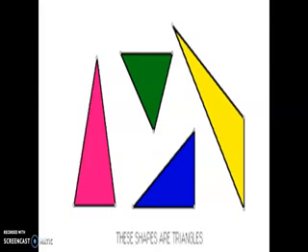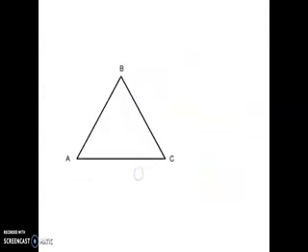For example, in this triangle ABC, it is denoted as triangle ABC with this triangle symbol, and this AB, AC, BC are the three sides of this triangle, and this angle A, angle B and angle C are the three angles, and this A, B, C are the three vertices.